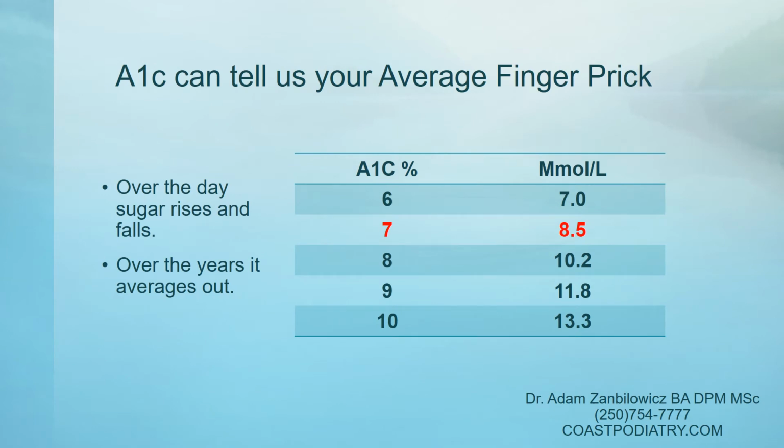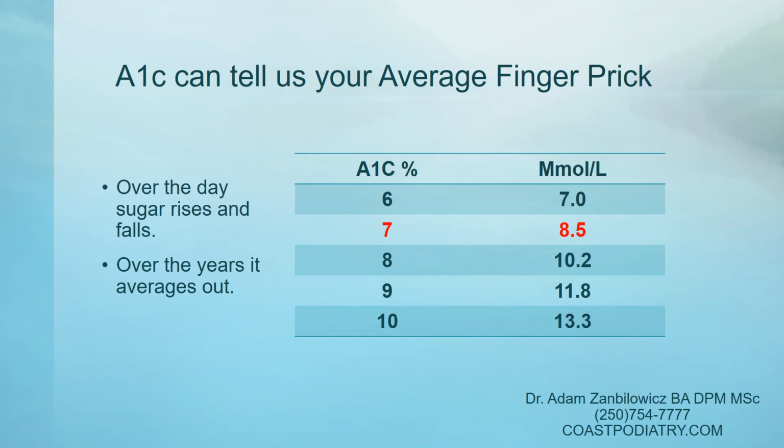Interestingly, there was a study a while ago where they took people and monitored their blood sugar every minute of the day, 24 hours a day, 7 days a week for a full 3-month period. They measured their A1c after that period, and they also measured their finger prick averages. It turns out you can actually convert from your hemoglobin A1c into your random blood sugar finger prick values. A 7% A1c matches up with 8.5 millimoles per liter of sugar, which is quite a surprising thing for many people.